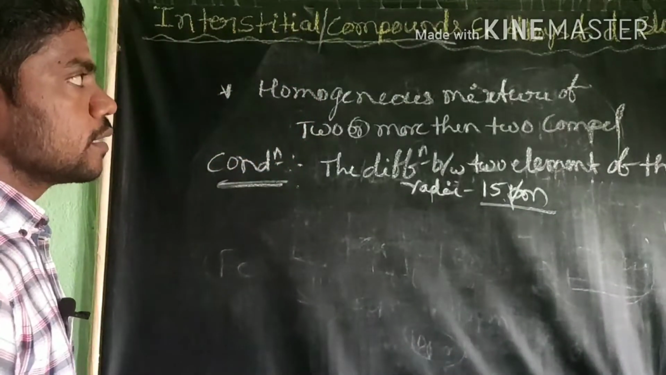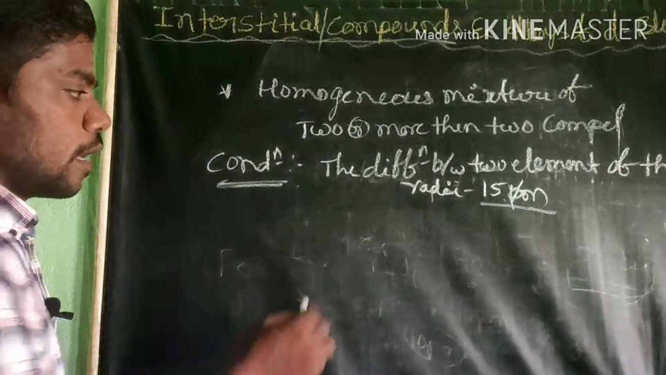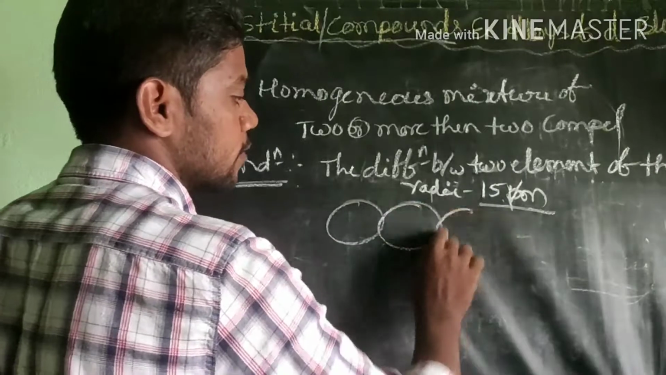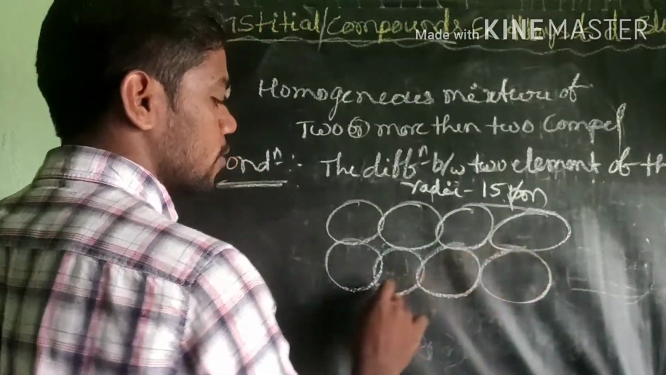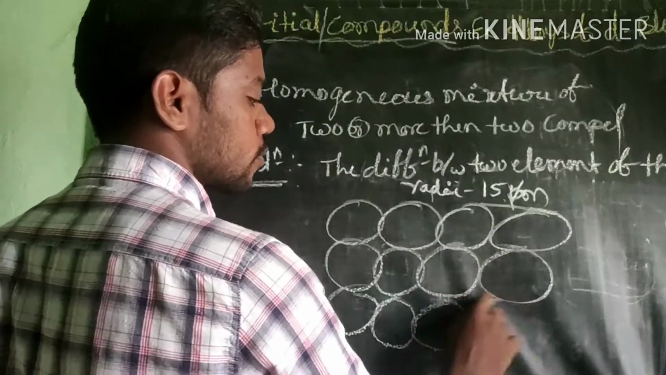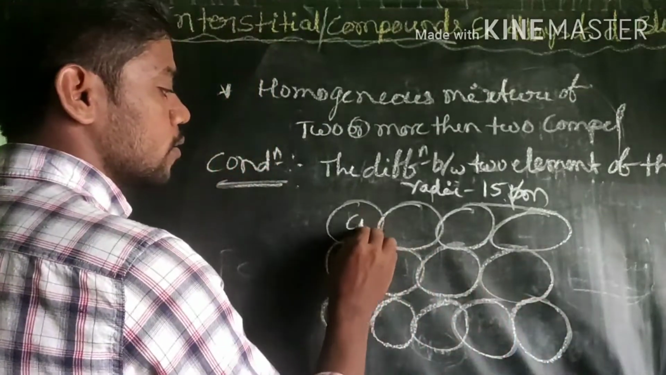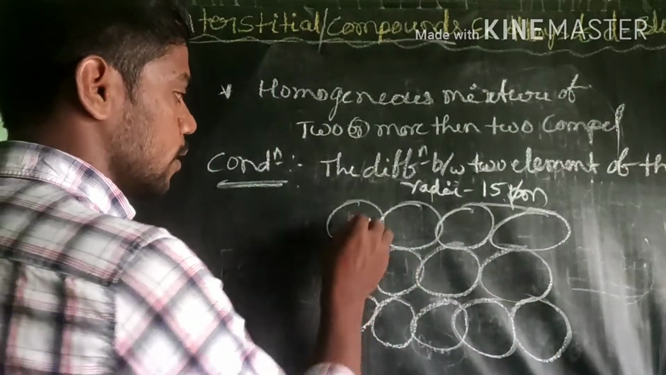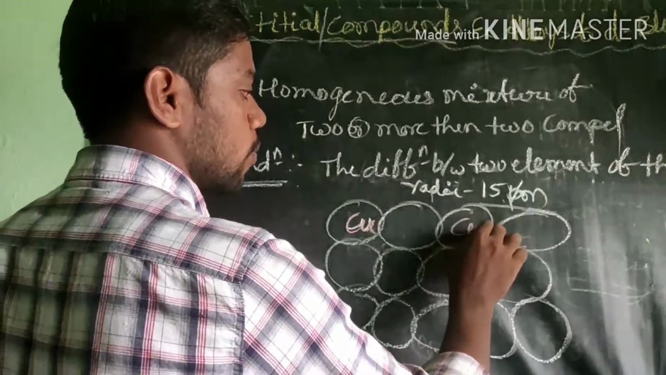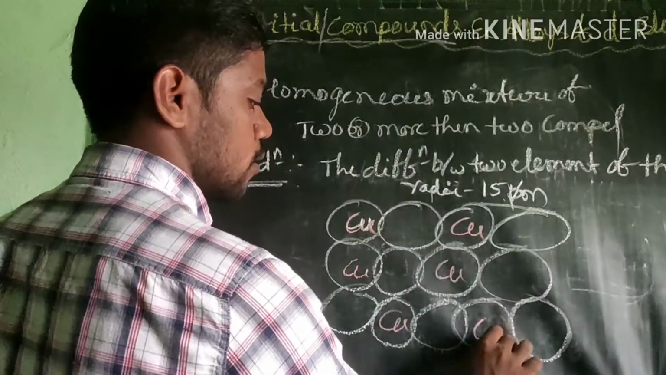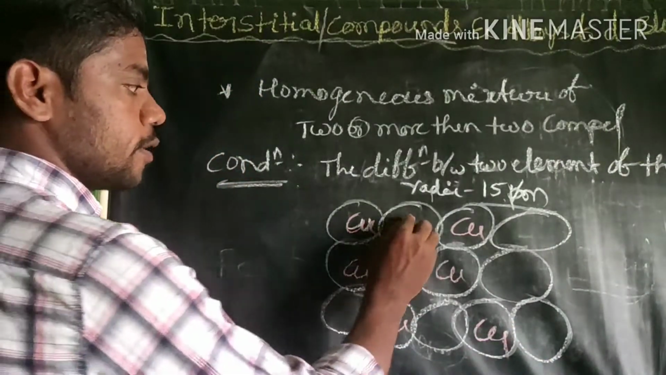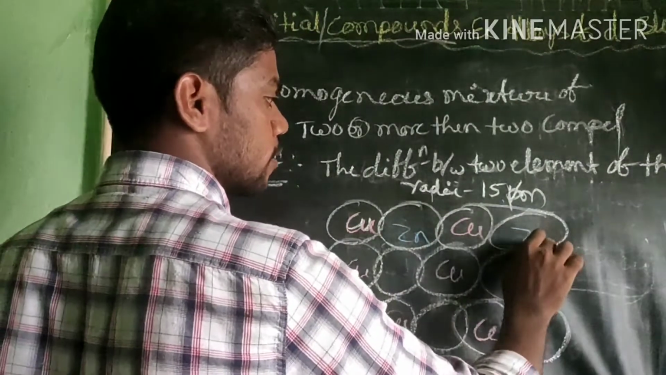That one I will show in the diagram: how to differentiate the interstitial compounds and alloys. For example, alloys means like this. These are the atoms. Here, this is copper. Here, this is copper. Next copper. Whatever the space between these, it is occupied by zinc.